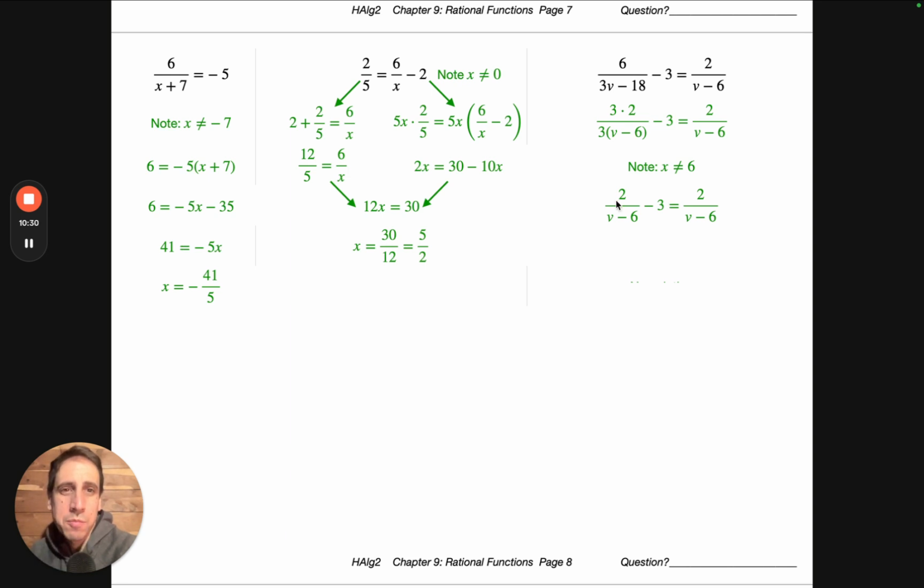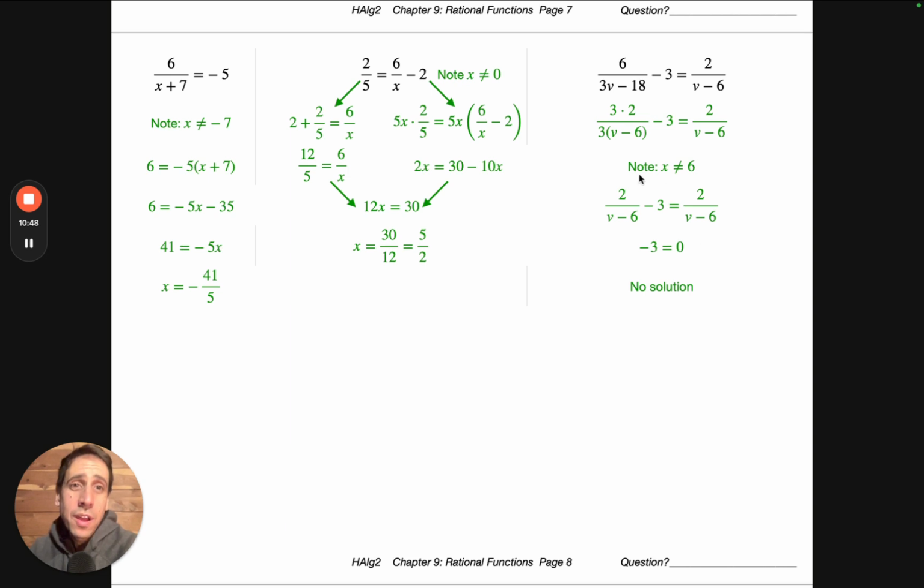I see the same thing on both sides. 2 over v minus 6, 2 over v minus 6. I'm going to subtract from both sides. And I get negative 3 is equal to 0, which is a false statement. So therefore, there is no solution.